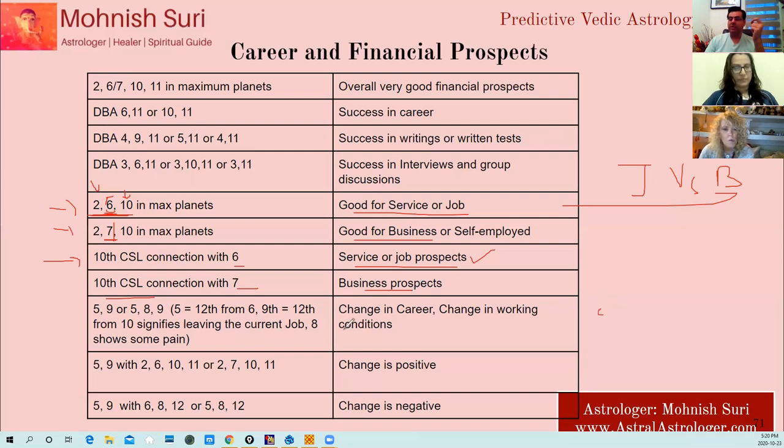Change in job, change in career is also a very important question. And there are so many questions I get almost every day. I want to change my job. When can it happen? Or is the change good for me or bad for me? So this is the combination for change of job: 5, 8, 9. Why 5, 8, 9? Because 5 is 12 from 6.